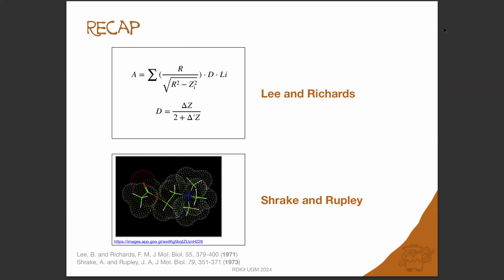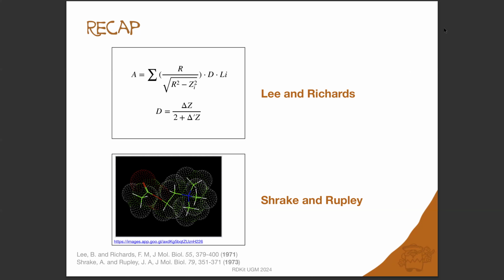Historically, there have been two approaches to doing this. The first was a method presented by Lee and Richards in the very early 1970s, where they took this set of van der Waals radii, split it up into sections, and then rolled the probe sphere over the surface of the molecule. Anything that was drawn by that probe sphere was considered accessible and contributed to the area that was returned.